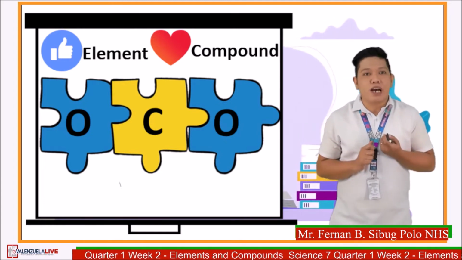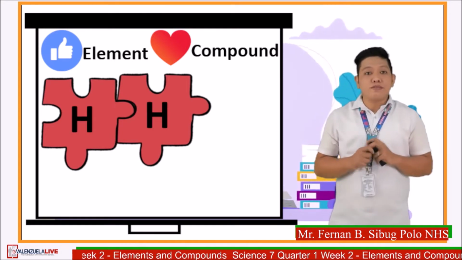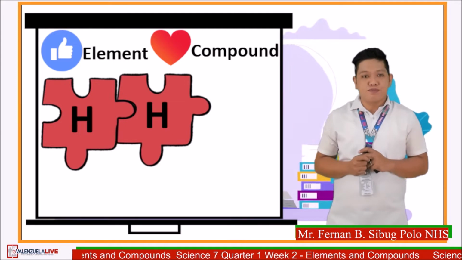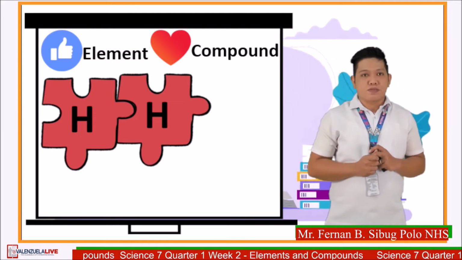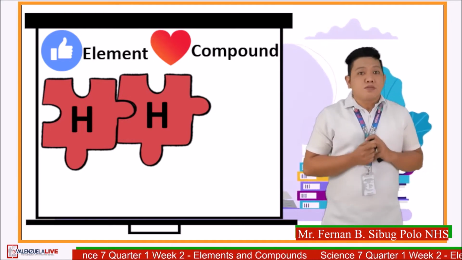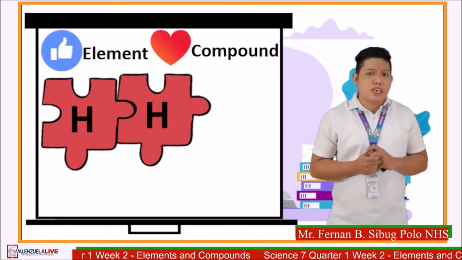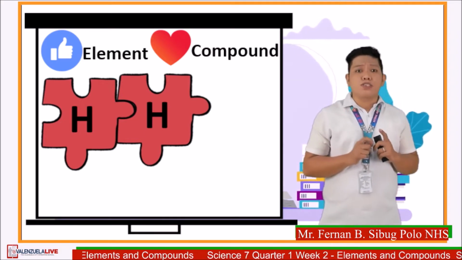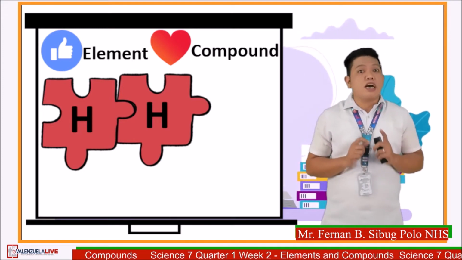For the last one, we have hydrogen combined with another hydrogen. Is it an element or a compound? Okay, so some clicked the like button while the others clicked the heart button. Now let's analyze. Since it is composed of 2 same hydrogen atoms, still this is an element.